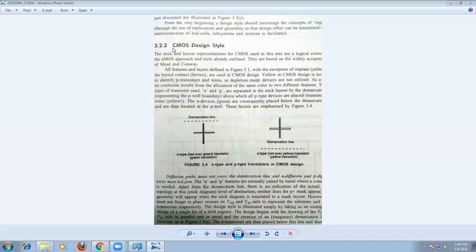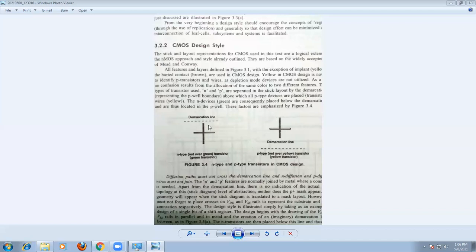In the CMOS design style, all the N-channel transistors are located below the demarcation line, and the P-channel transistors are above the demarcation line. Remember that point. Next, no N diffusion or P diffusion will cross the demarcation line. That is the second condition, and it is very, very important. Next, only polysilicon and metals will cross the demarcation line. Remember, no diffusion path will cross the demarcation line.